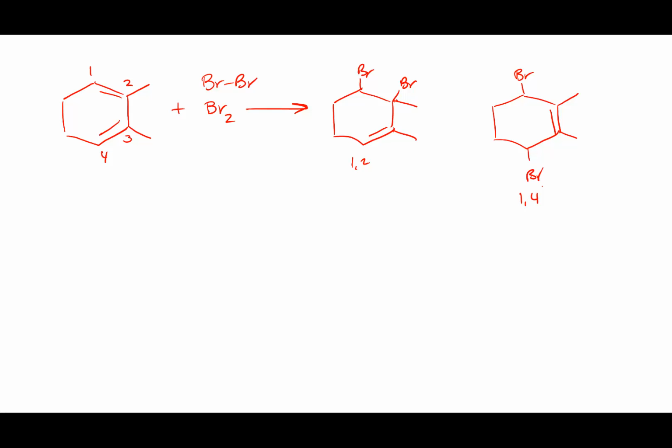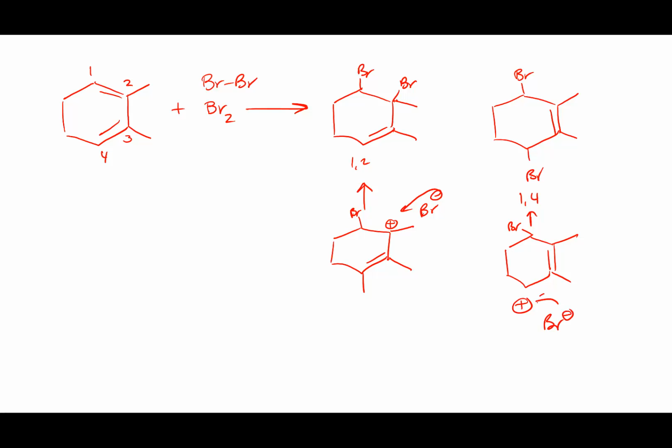So where did those products come from? The 1,2 product came from having the bromine attached to carbon 1 and a carbocation on carbon 2. Where did the 1,4 product come from? It came from having a bromine on carbon 1 and the carbocation on carbon 4. And then how did we get that? We had the Br minus come in and add to both of those carbocations.